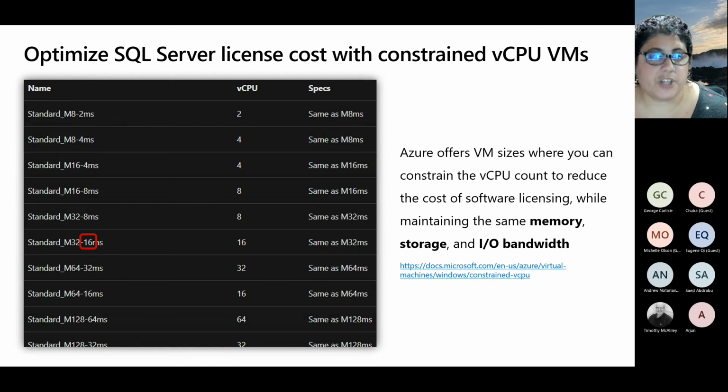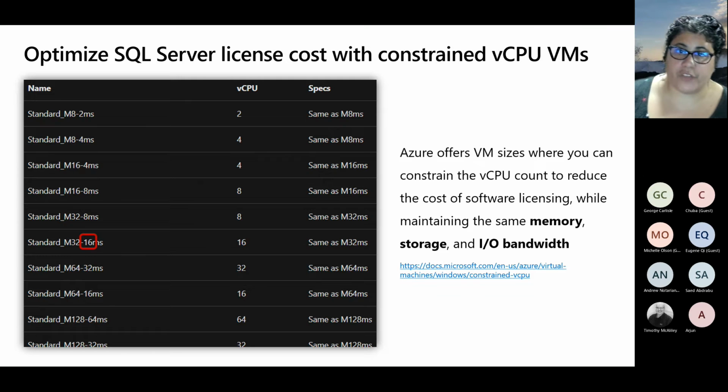So there's one more thing I wanted to talk about, which is particularly relevant for SQL Server customers, and that is the constrained cores feature in Azure VMs. When you see a virtual machine size that has a dash like this, so Standard M32-16, what that means is it's all the specs of the 32 vCPU VM, but we only give you 16 cores available. Now, why would you want that?